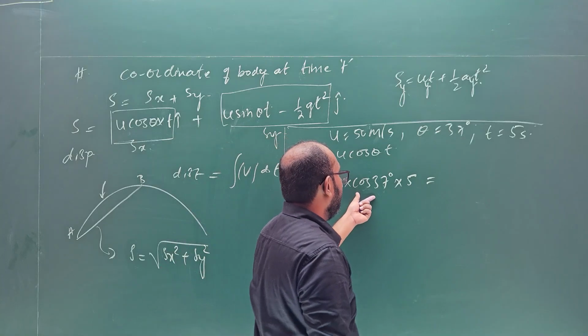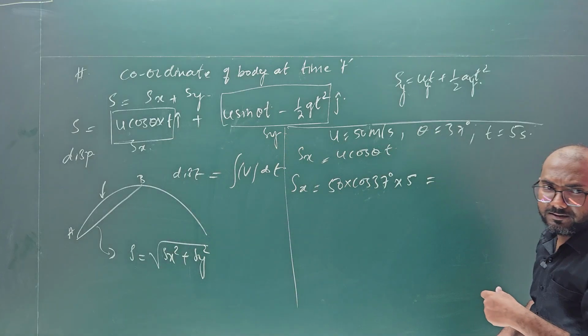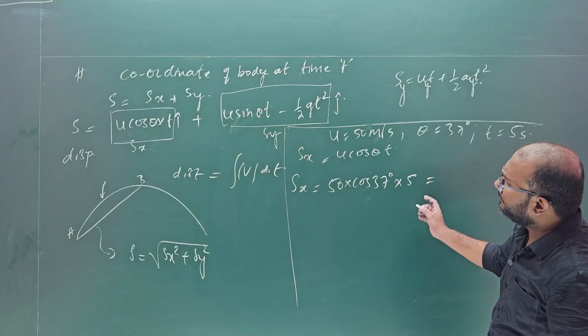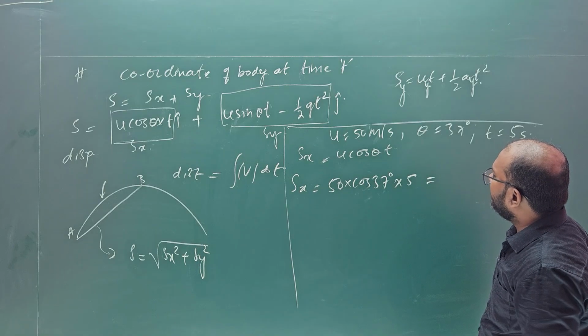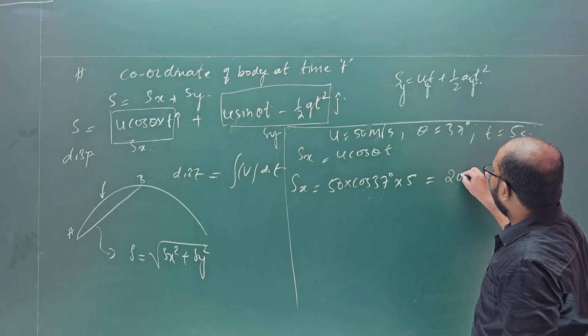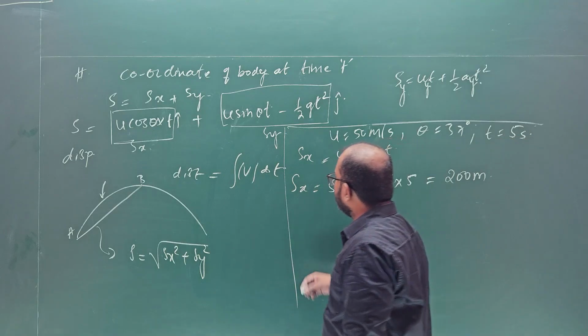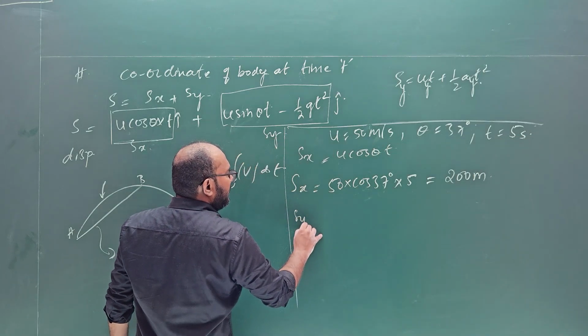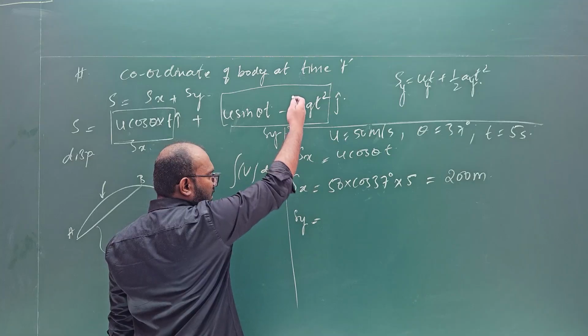And how much is cos 37? 4 by 5. So 4 by 5, 5 ones are 5, 5 tens are 50, that is 40. 40 into 5, that is 200 meters. So what I got, sx is 200 meters. And similarly we can calculate sy by using that equation.